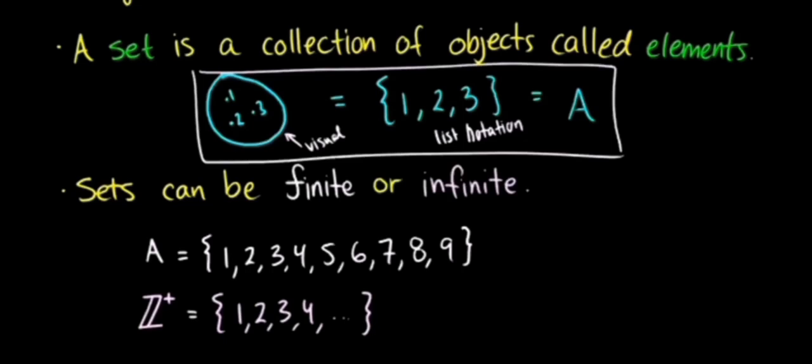So we can have a set A containing all the numbers between 1 and 9, or we could have the set of positive integers that go from 1 all the way up to infinity. And in this case, this is an infinite set. So these dots mean that there's an implied pattern that just goes on forever. So here, Z plus, if we have 1, 2, 3, 4, and we put dots, we mean that it goes 5, 6, 7, 8, 9, 10, and so on and so forth. So those are really the fundamental notions of sets.